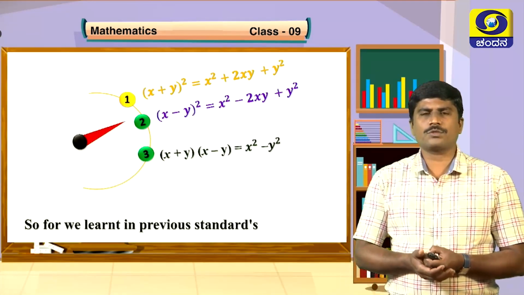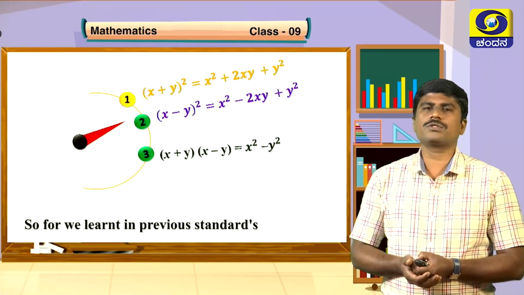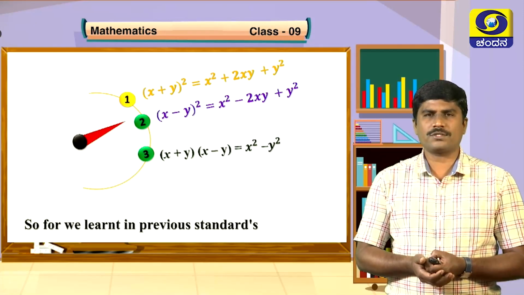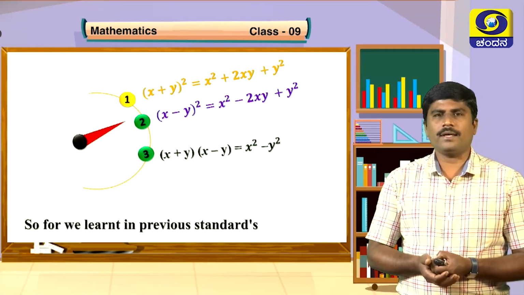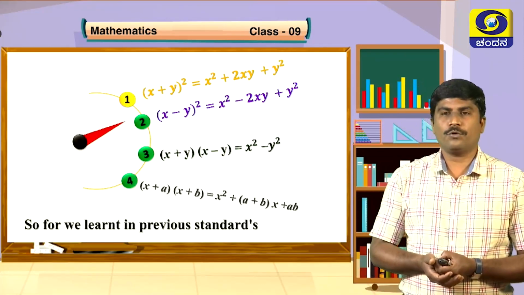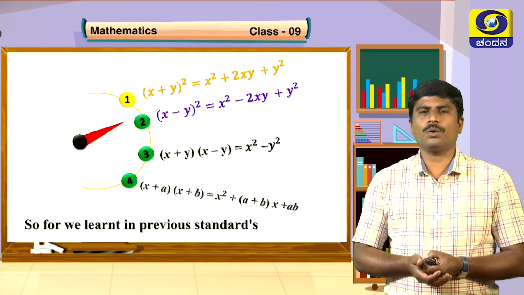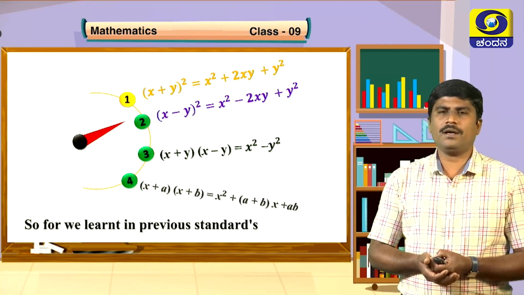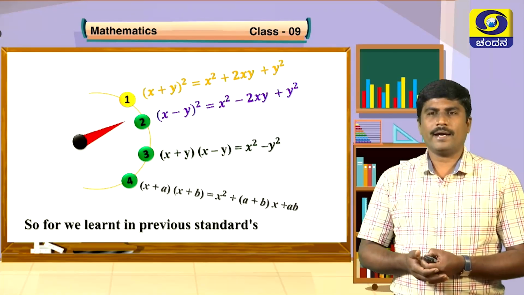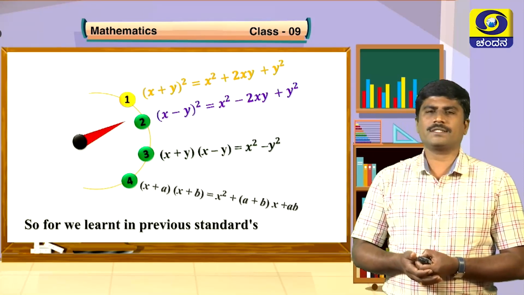So in your previous standard you came across various algebraic identities. (x plus y) whole square is equal to x square plus 2xy plus y square. (x minus y) whole square is equal to x square minus 2xy plus y square. (x plus y) into (x minus y) is equal to x square minus y square. And the fourth one is (x plus a) into (x plus b) is equal to x square plus (a plus b) into x plus ab. All these four algebraic identities you already learned in your previous standard.